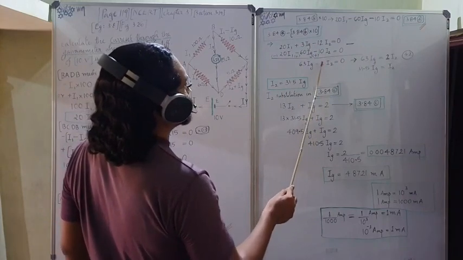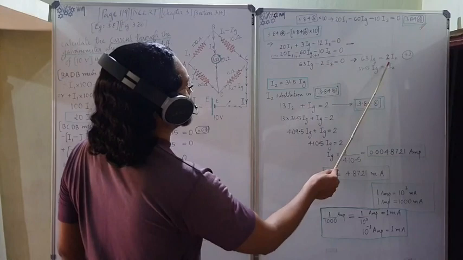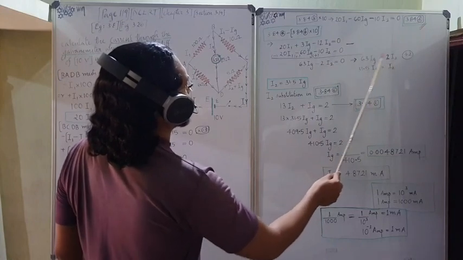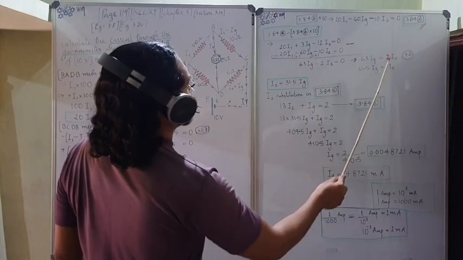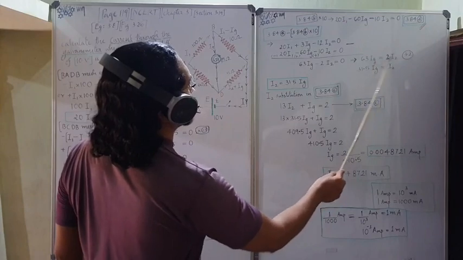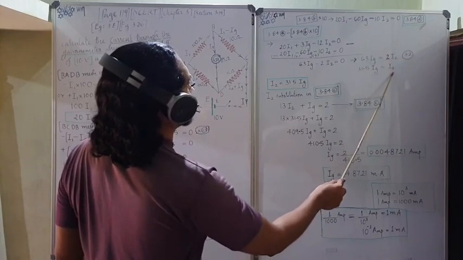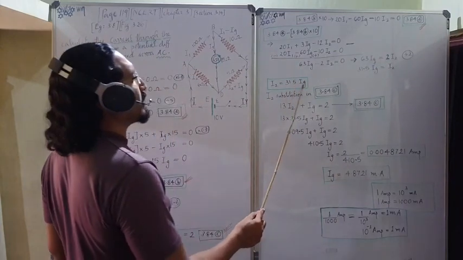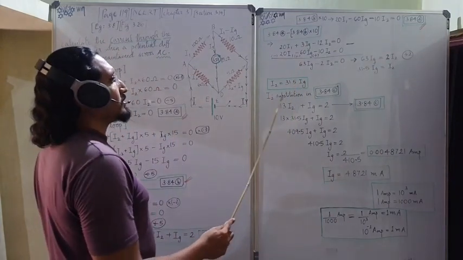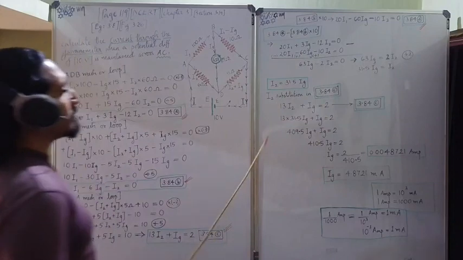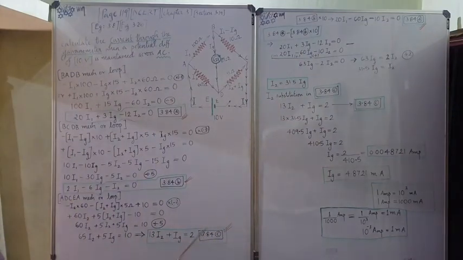Then this minus 2i2, when it is taken to the right side, 2i2, then 63ig is equal to 2i2. Then divide both sides by 2, then 31.5 ig is equal to i2. That means i2 is equal to 31.5 ig. This I2 is substituted in the equation 3.84c. What is 3.84c? 3.84c is 13I2 plus Ig is equal to 2.